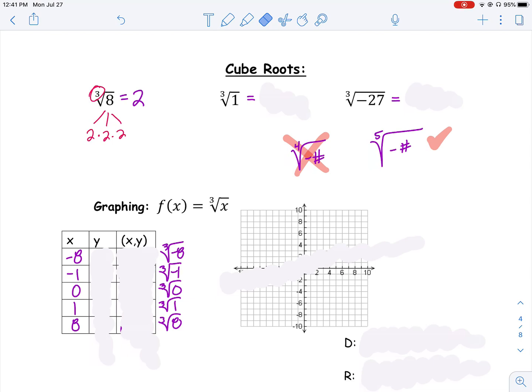Or what about the cube root of 1? What number multiplied by itself 3 times gives me the number 1? The cube root of 1 is 1.